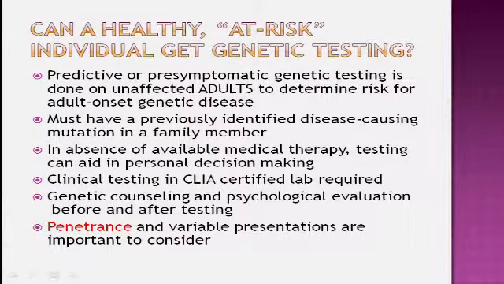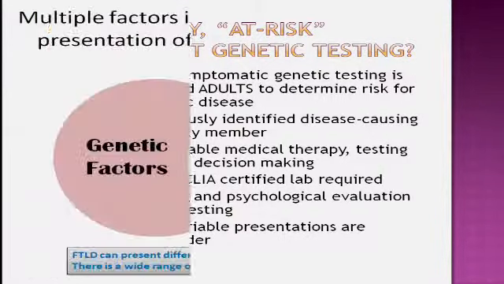It's very important, because of the potential impact of predictive testing, that genetic counseling and psychological evaluation be done before testing and after testing, before receiving the result and after receiving the result. Some important things to consider are penetrance and variability in clinical presentations, because if you get this mutation and you want to be able to say, okay, now I know I'm going to get this disease, there has to be a link between have mutation, will get disease. But it's not so perfect. There are some issues associated with that.